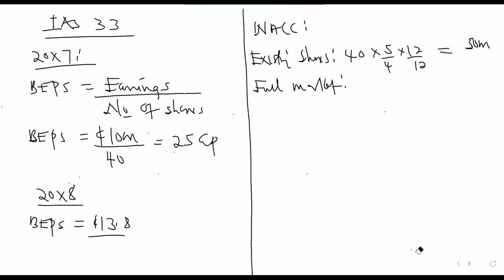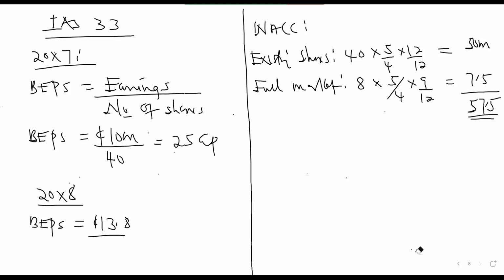Someone can also do the 7.5 like this. The person will be doing the 8 million multiplied by the bonus fraction, then multiply by 9 over 12. That will give the person 7.5. And we'll be getting 57.5, isn't it?